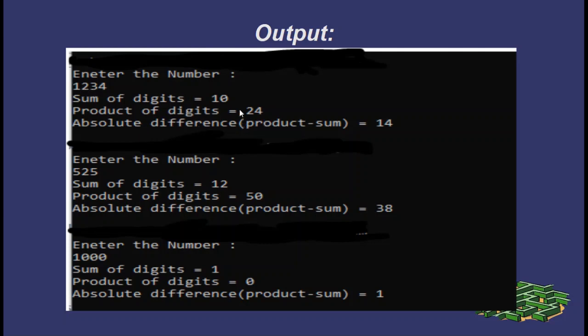Now the absolute difference is 24 minus 10, that is 14. I have also taken another number, 5 5. The sum of the digits would be 10, and the product of the digits will be 25. Similarly, as discussed in our test cases, the third scenario is I have taken 1000. The sum of the digits is 1, product is 0, 1 minus 0 is 1.